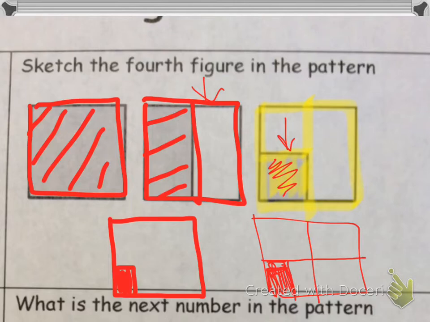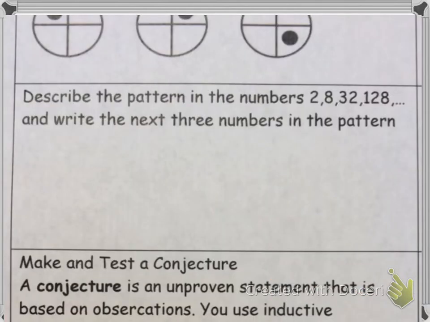All right, let's take a look at the next question. Describe the pattern in the numbers 2, 8, 32, 128, and then write the next three numbers in the pattern. So what I'm really doing here is I have to ask myself, what did I do to get from the number 2 to the number 8? What did I do to get from the number 8 to the number 32? And I can see that that's multiplying by 4. So 2 times 4 is 8. 8 times 4 is 32. 32 times 4 is 128. So I found my pattern, or how I describe the pattern would be multiplying by 4.